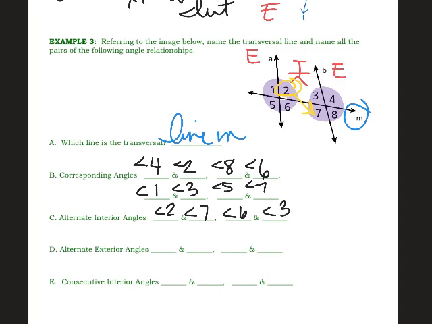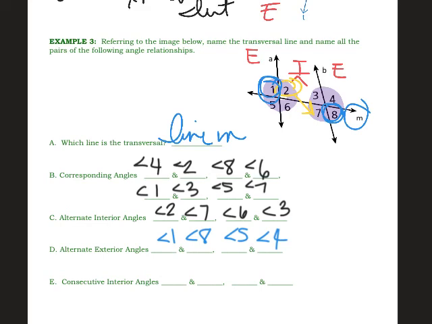All right, so if those are your alternating interiors, which ones would be our alternating exteriors? 1 and 8. 5 and 4. All right, then for the last one, consecutive interiors.